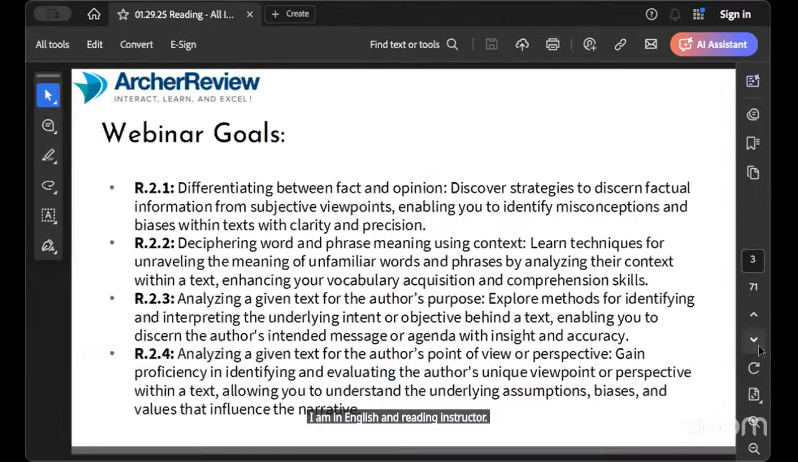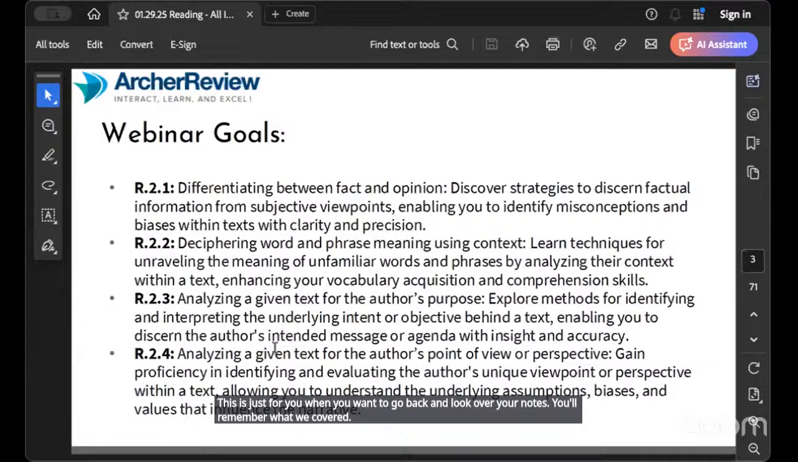Tonight we will look at the reading section, section 2, and I have written all of the objectives that this section covers. I'm not going to read all these to you. This is just for you when you go back and look over your notes, so you'll remember what we covered. Essentially, the first section is fact and opinion.